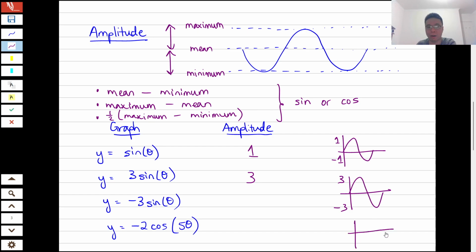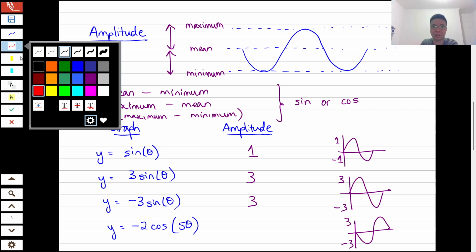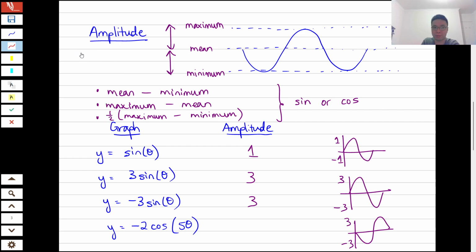Now, if I reflect about the x-axis, the graph still has a maximum at 3 and a minimum at -3. And so the amplitude is still going to be 3. Please note, it is not -3. So something that's worth stating here is that the amplitude is always going to be positive.